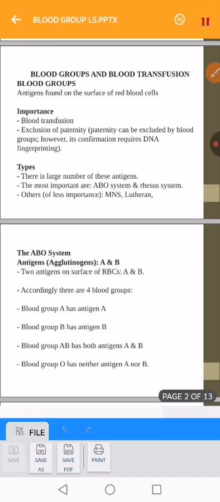If the person has no antigen on the surface of the RBCs, then the blood group of the person is O. So A antigen, blood group A. B antigen, blood group B. AB antigen, blood group AB. No antigen at all, the blood group is O. So those persons with blood group O don't have antigen attached to the surface of the RBCs. Okay, I think it's very, very clear now.